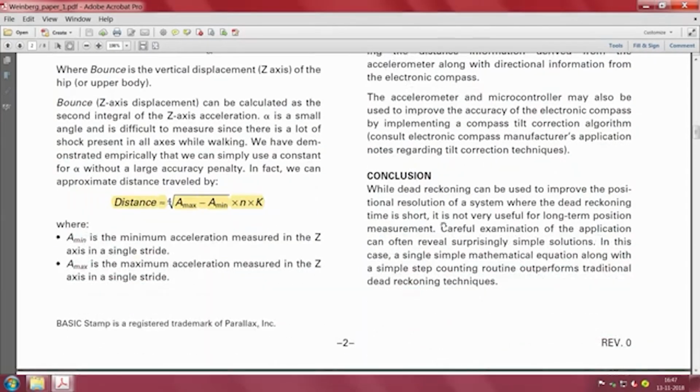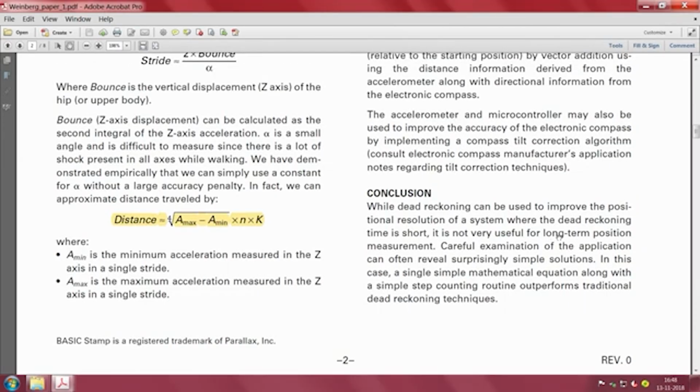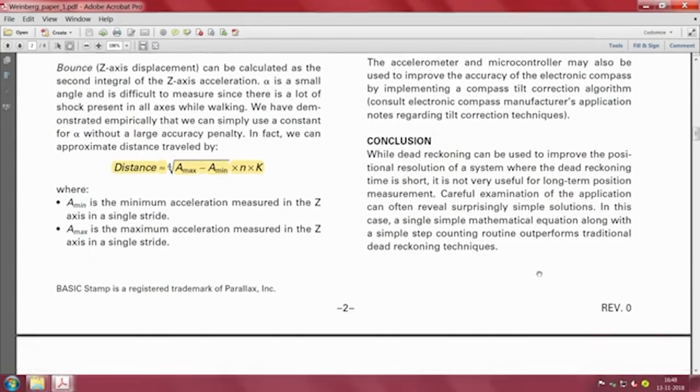So the conclusion is that you could use dead reckoning to improve positional resolution of the system. It is not very useful for long term position measurement, although, because of all these drifts and other related errors. Careful examination of the application can often reveal surprisingly simple solutions. It is your ingenuity on how you want to build applications, given that you should not really end up with double integrals and integration, accumulation error, and so on and so forth.